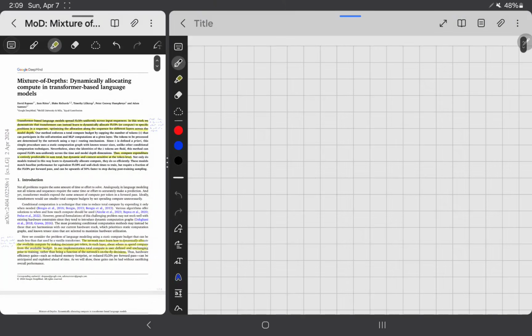So they call it mixture of depths, and that's because you allow the model to basically choose the depth. At each layer, you allow the model to choose which tokens that layer wants to utilize, and thus allowing each token to have different depths, I guess. So mixture of depths is a play on mixture of experts, because the idea is taken from it.